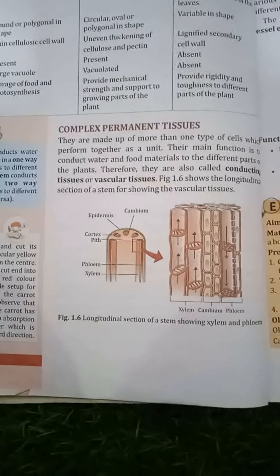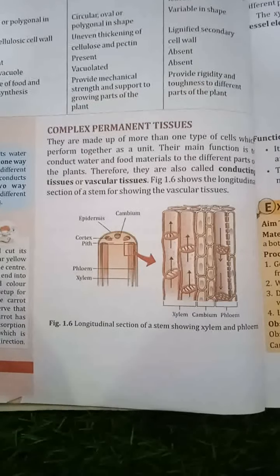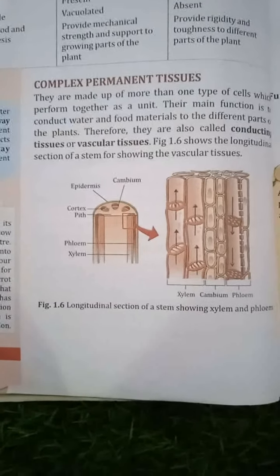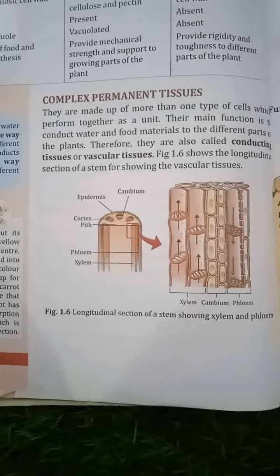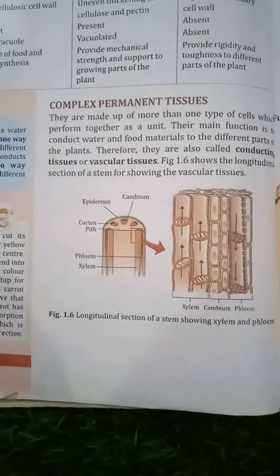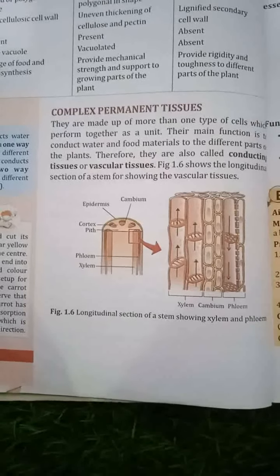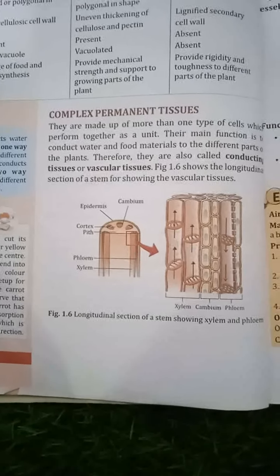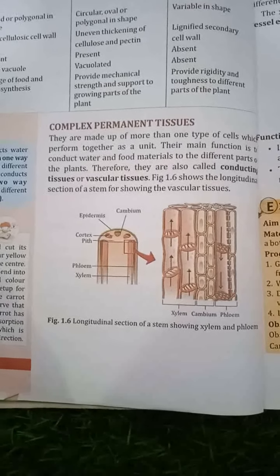Next comes your complex permanent tissues. We have done that permanent tissues are of two types, simple permanent and complex permanent. So we have done the types of simple permanent tissue. Now comes the turn of complex permanent tissue. Why are they known as complex? Because they are made up of more than one type of cells. They perform together as a unit.